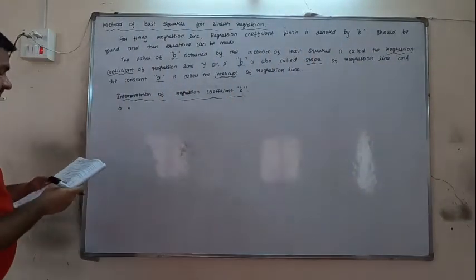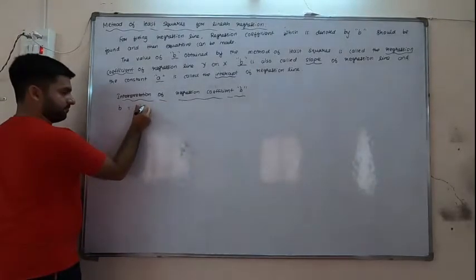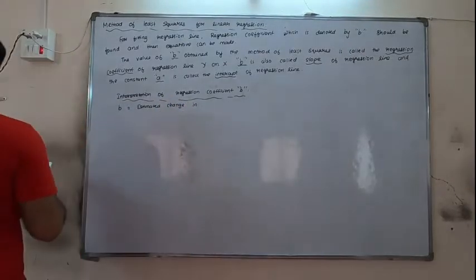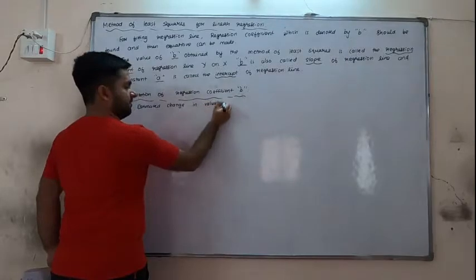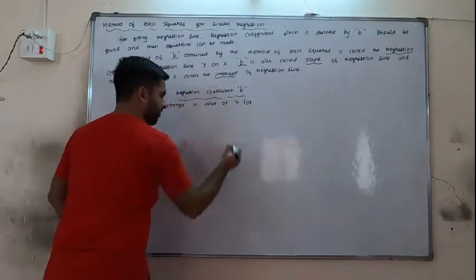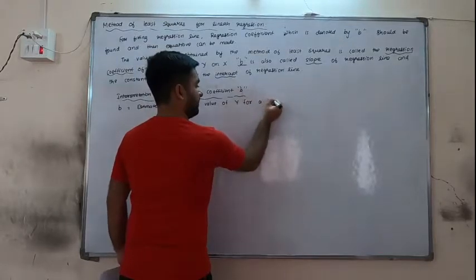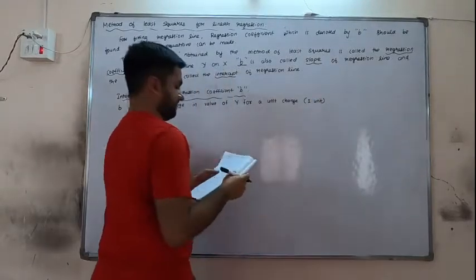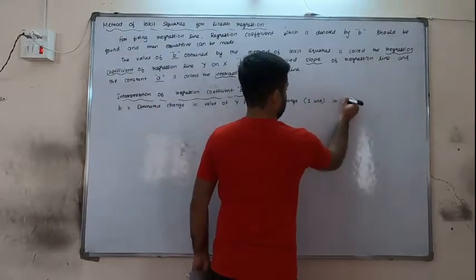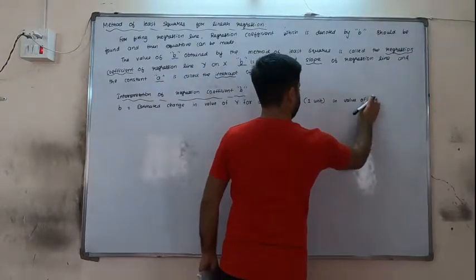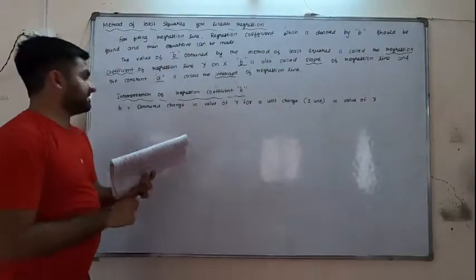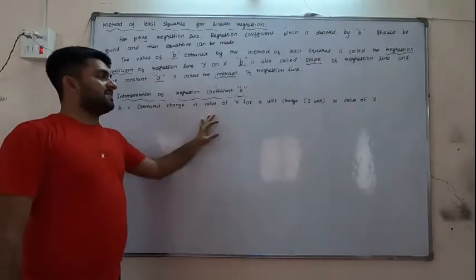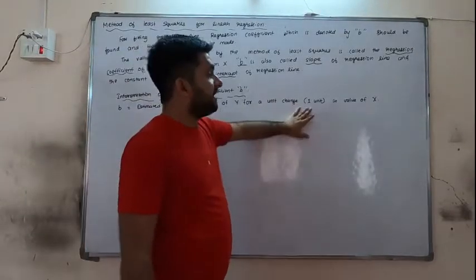B is equal to the estimated change in value of y for a unit change in value of x. So what they are meaning to tell is that b is a slope, as you know. So it shows the estimated change in value of y for a unit change in value of x.